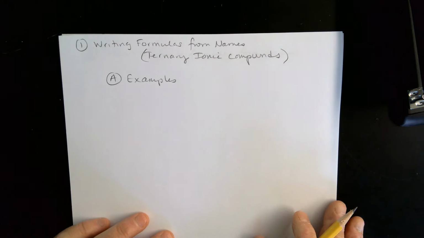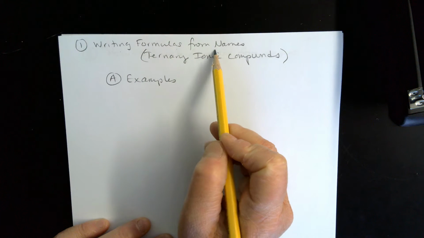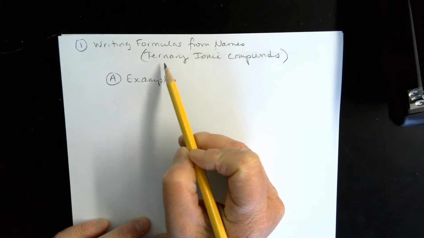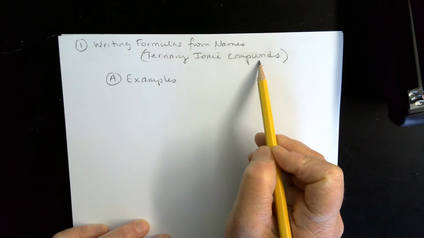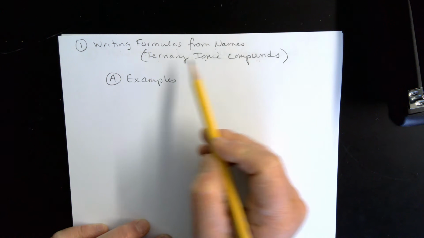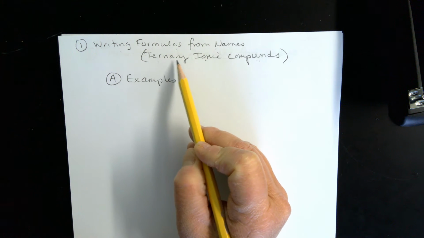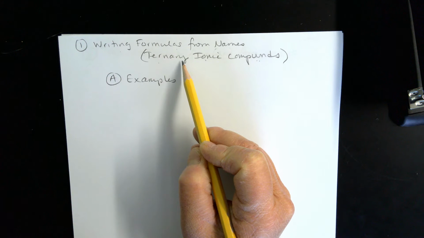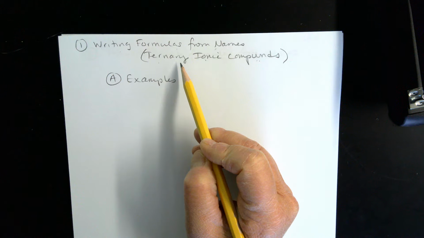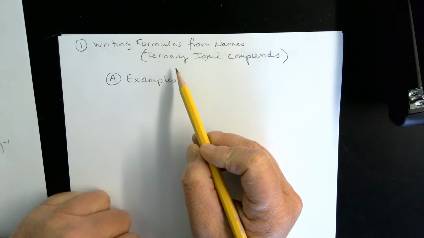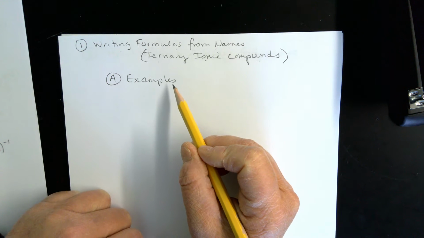So in this lesson, you're going to learn how to write formulas from a name for a very specific type of compound known as a ternary ionic compound. Ternary just means that there are at least 3 elements in the compound, and what that really means is that there will be a polyatomic ion in the compound. So we're going to start with some examples, and then we'll write down a list of how-to steps.